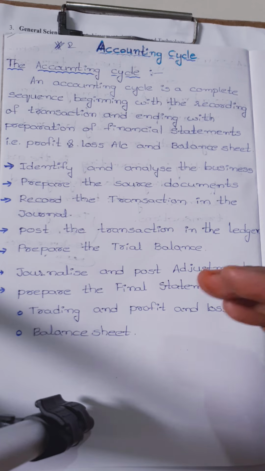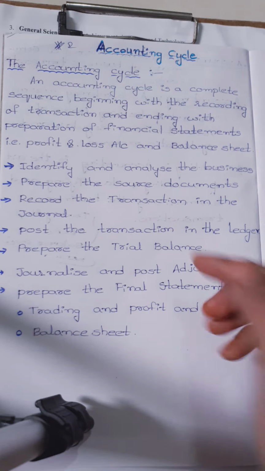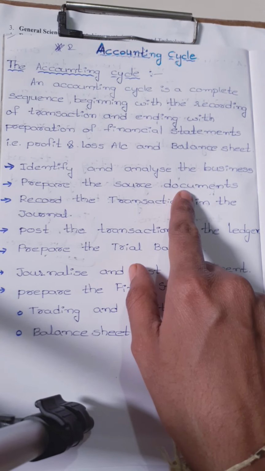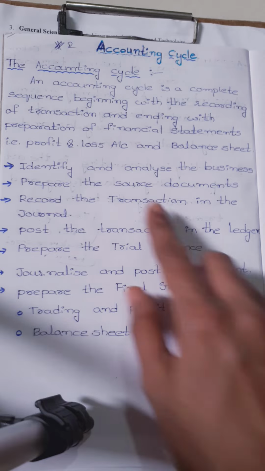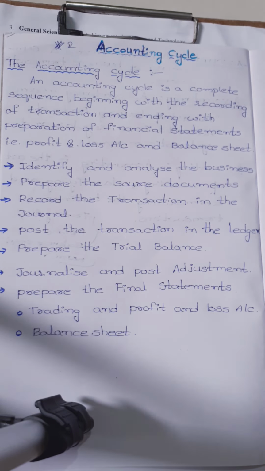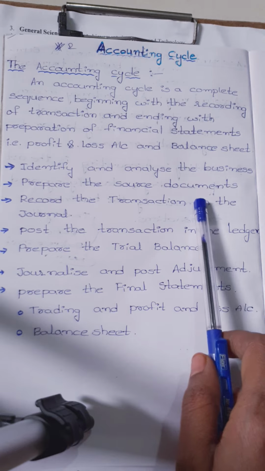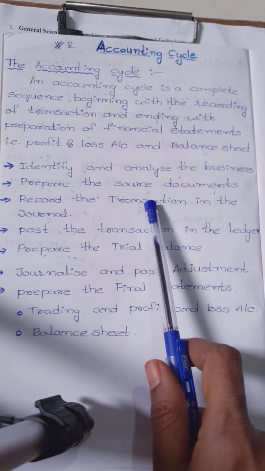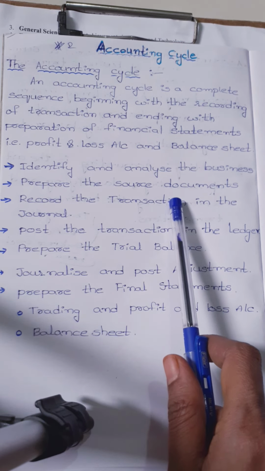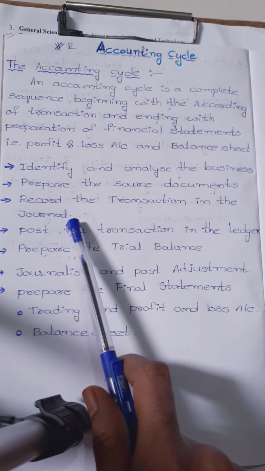Okay, so for recording journal entries, we should have source documents. So, what are the source documents? The source documents are cash memo, invoices, debit note, credit note, bills, etc. These are called source documents. According to source documents, or with the help of source documents, we are preparing journal entries.